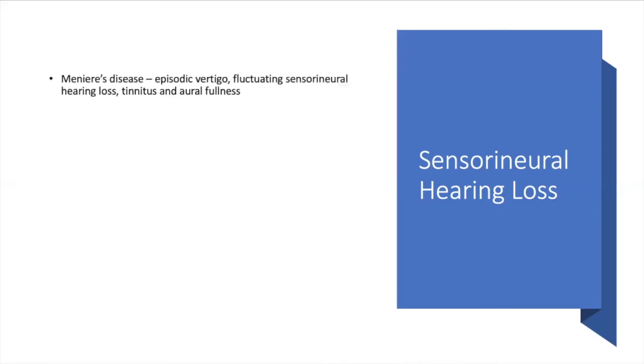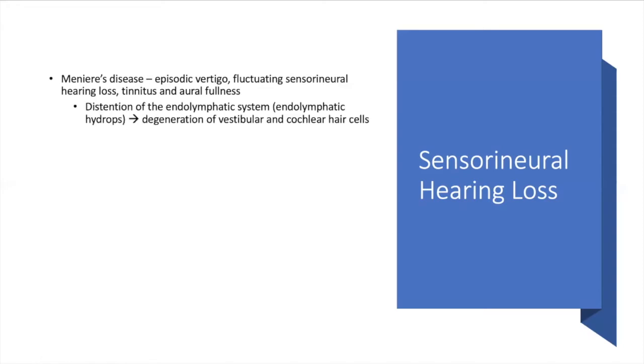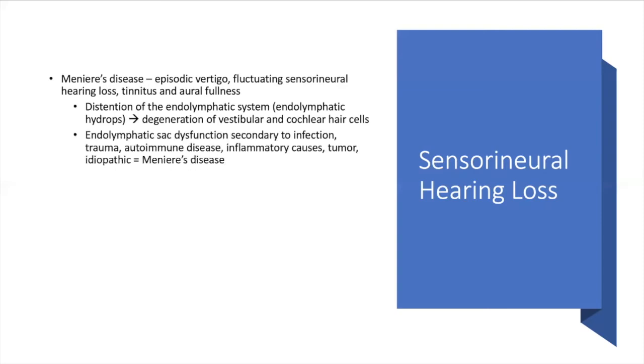Meniere's disease is characterized by episodic vertigo, fluctuating sensory neural hearing loss, tinnitus, and aural fullness. Histologically, there is distension of the endolymphatic system or endolymphatic hydrops, leading to degeneration of vestibular and cochlear hair cells. This may result from endolymphatic sac dysfunction secondary to infection, trauma, autoimmune disease, inflammatory causes, or tumor. An idiopathic etiology constitutes the largest category and is most accurately referred to as Meniere's disease.